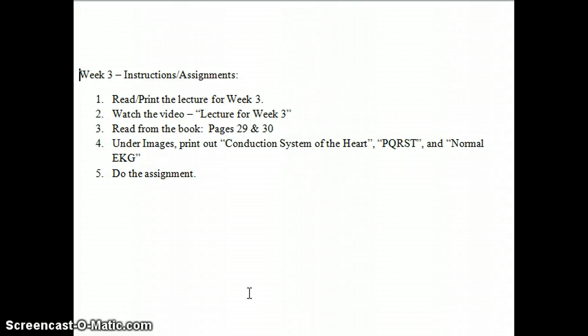Welcome to week 3 of Cardiac Interventional. Here are the instructions. And what I want to point out is the reading assignment. So all I have assigned is pages 29 and 30.